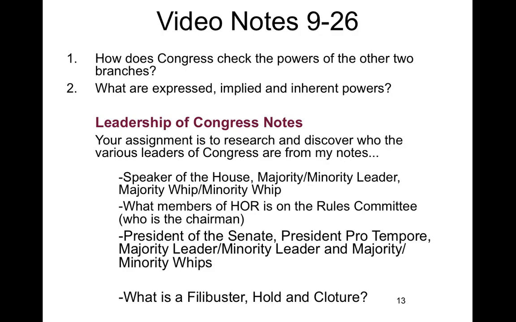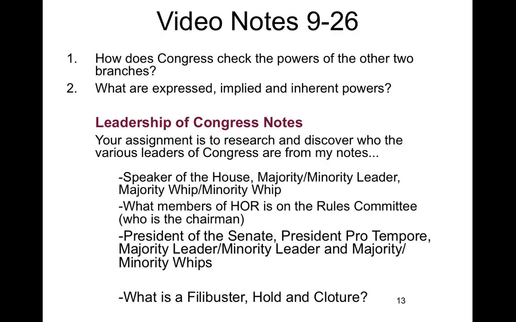How does Congress check the powers of the other two branches? And then, what are expressed, implied, and inherent powers? Those are just your basic level 1 recall questions when we're talking about our depth of knowledge here. So from our notes, this will be in your notes. Now the leadership of Congress notes.